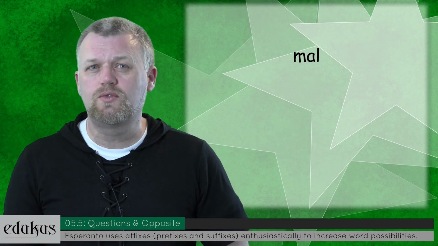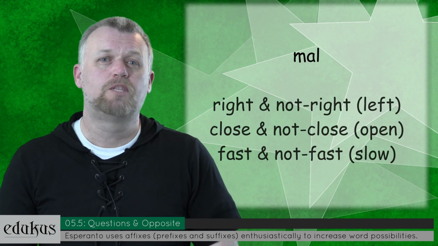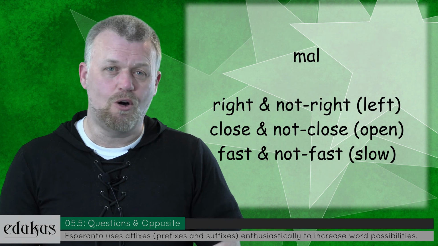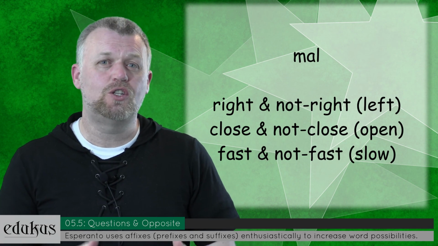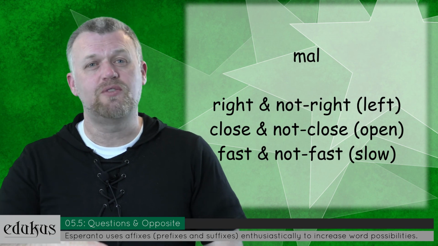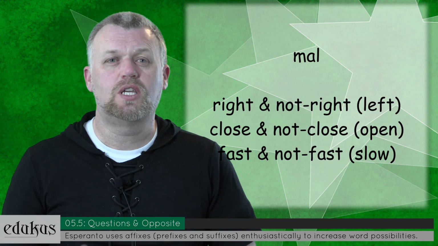Mal is such a useful prefix that for some things we don't actually have two words in Esperanto, such as left and right, open and close, fast and slow. We tend just to use one of them and prefix the other one with mal. But we'll look at those in a future video.